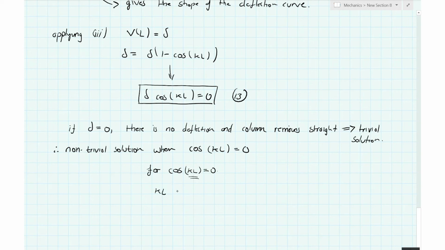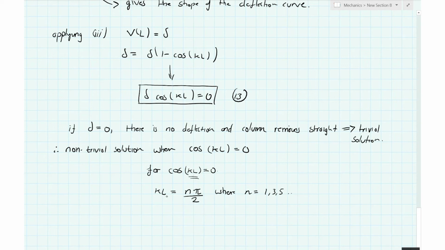And so KL would need to equal n times pi over 2, where n is equal to 1, 3, and 5, and so on and so forth. So odd integers. So if you sub in 1, 3, 5, etc., into this expression in place of n, and then evaluate the cosine of that, you will get 0. So that's essentially the rule.